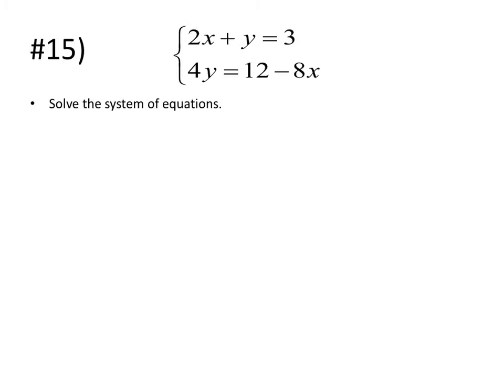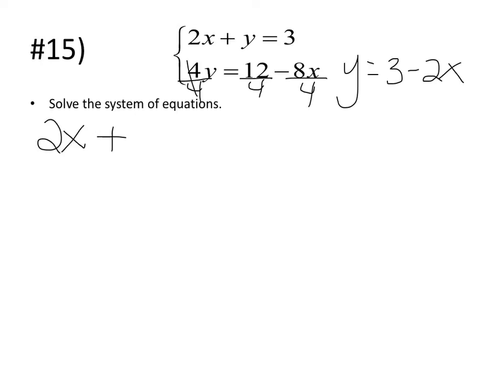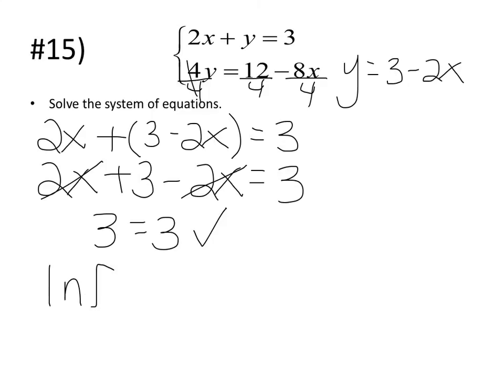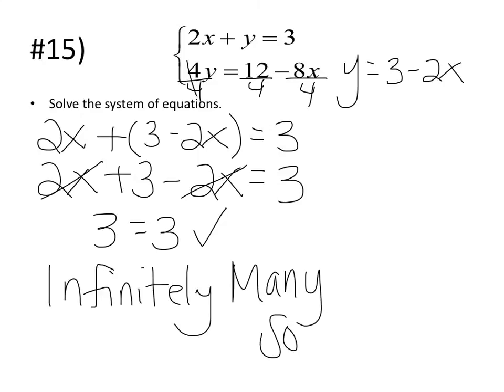All right. Now this one is also set up to be solved by substitution because I'm just one step away. If I divide everything by 4, I get y equals 3 minus 2x. And then I can plug this in for y right here. So I've got 2x plus 3 minus 2x is equal to 3. 2x minus 2x cancels, leaving me 3 equals 3, which is a true statement. So your answer is infinitely many solutions.